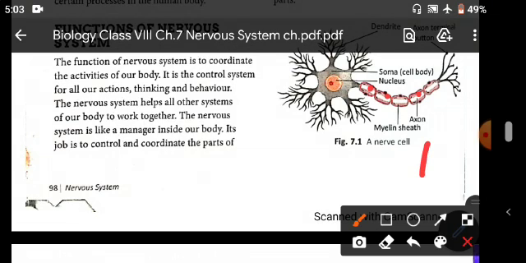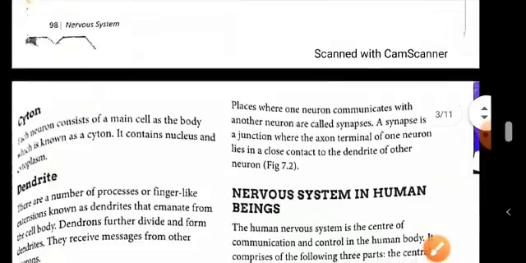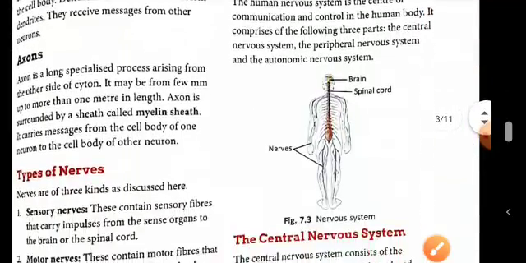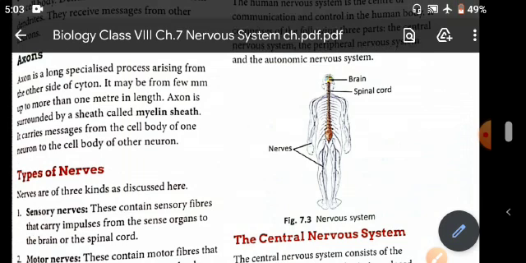Now after axons, types of neurons. In our next session we will discuss about the types of neurons.